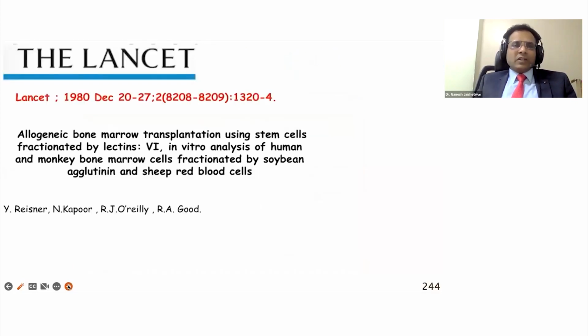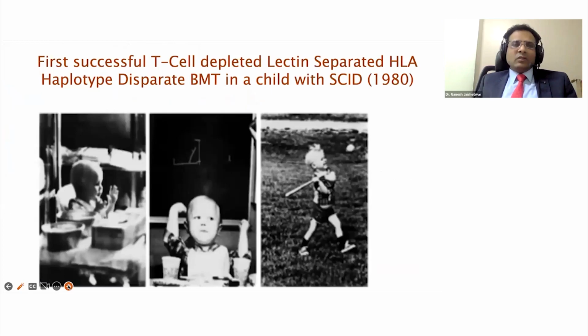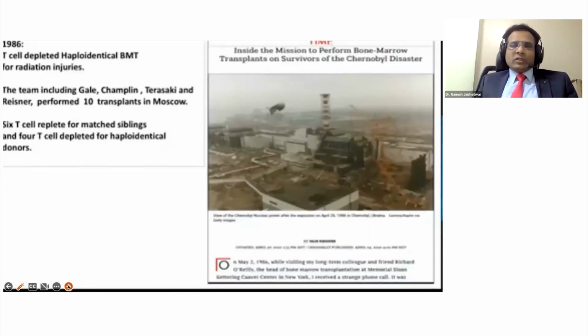So allogeneic transplantation using stem cells fractionated by lectin was his PhD thesis research in Israel, and that has paved the way for early T-deplete haploidentical transplant, with work most notably by Reisner and his group at MSKCC, Richard O'Reilly and other people. There are many papers, and this was the first successful T-deplete haploidentical stem cell transplant in a child with SCID in the 1980s.